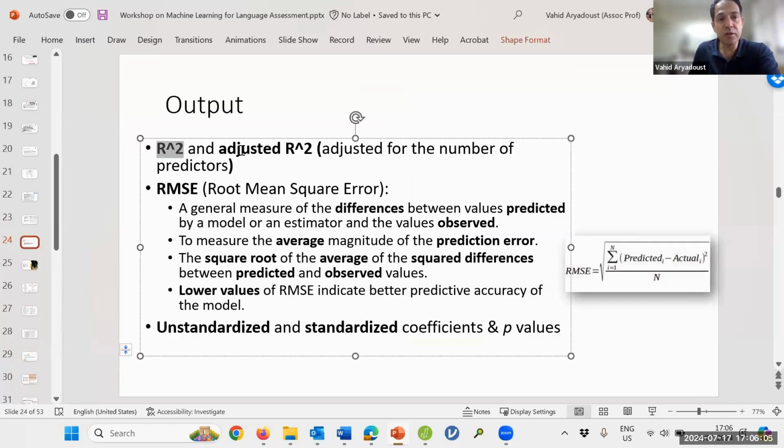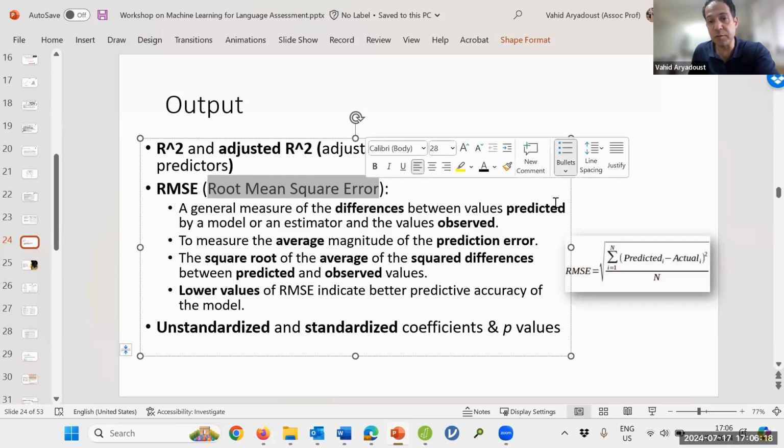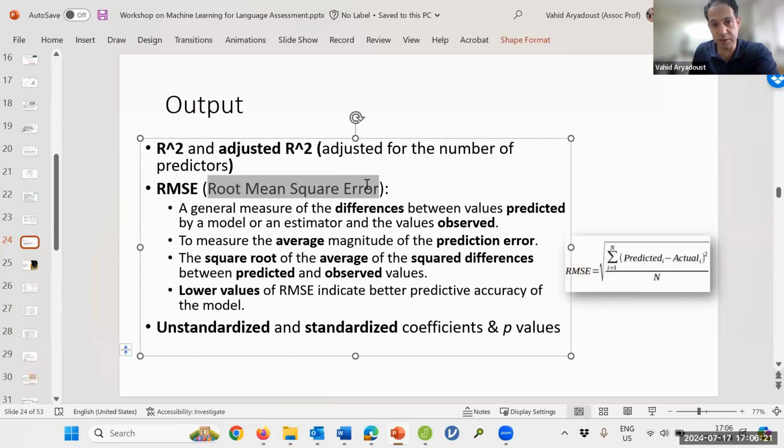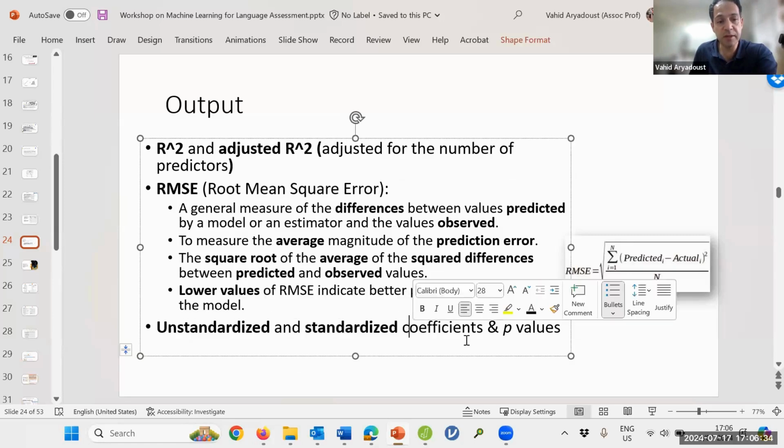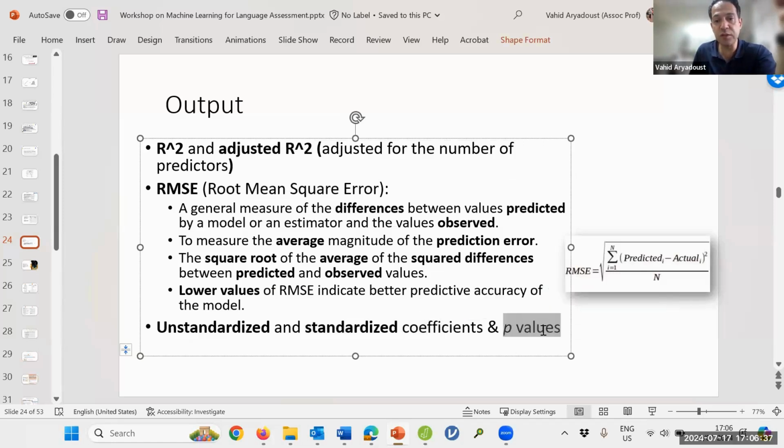The R-squared and adjusted R-squared. The RMSE, which is root mean square error. And this is also used in machine learning, everybody. Tomorrow, we will also see this in some of the machine learning models that we will generate. And finally, unstandardized and standardized coefficients. These are the slopes, do you remember? As well as the associated p-values of each of them. So let's see if we can find these.